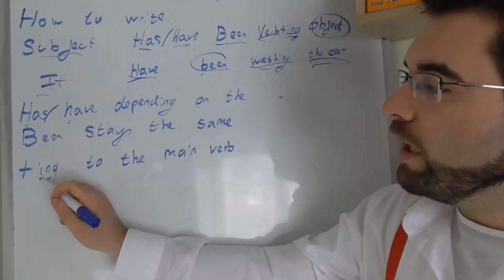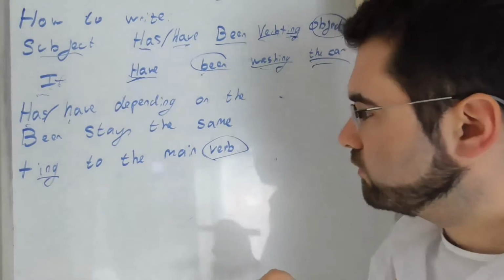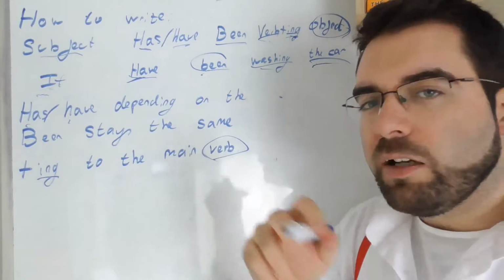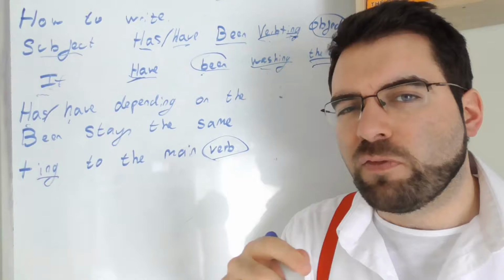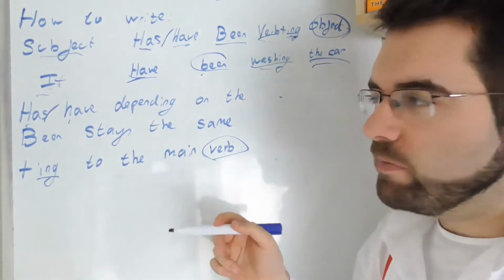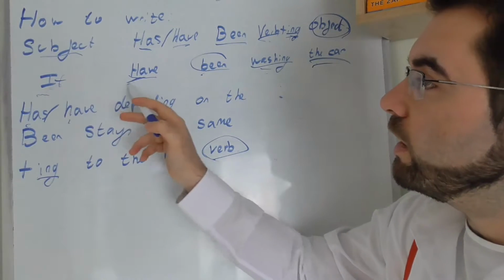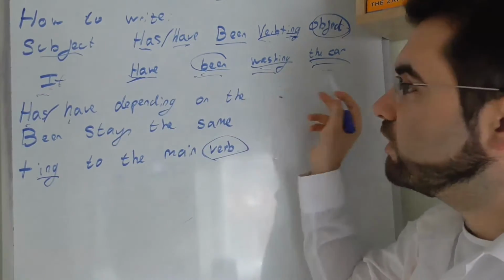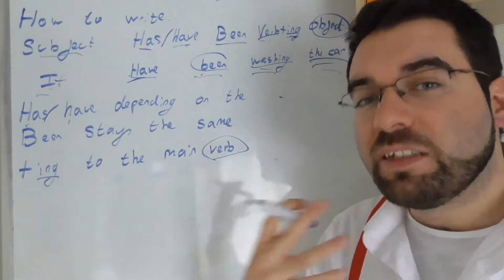We always normally add the ing to the main verb, depending on a few things. But more often than not, it could be ing or change a few vowels here and there. So change a few things around. So, subject: I have been washing the car. You have been learning English. I have been teaching English.